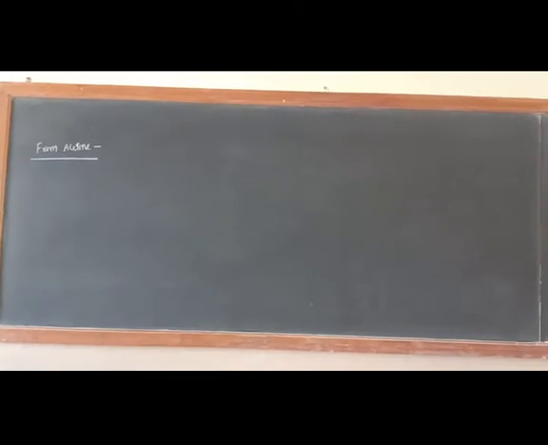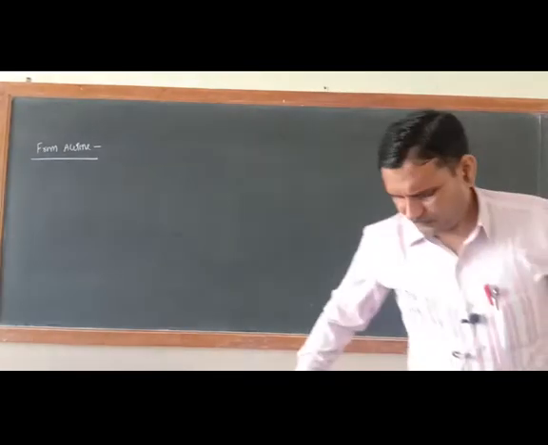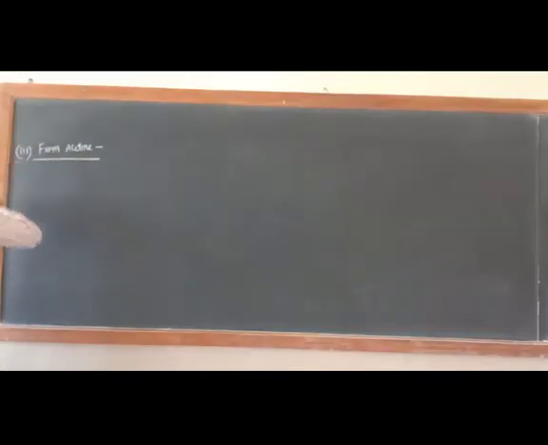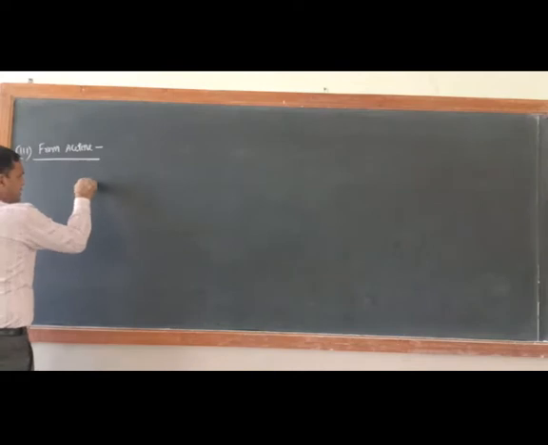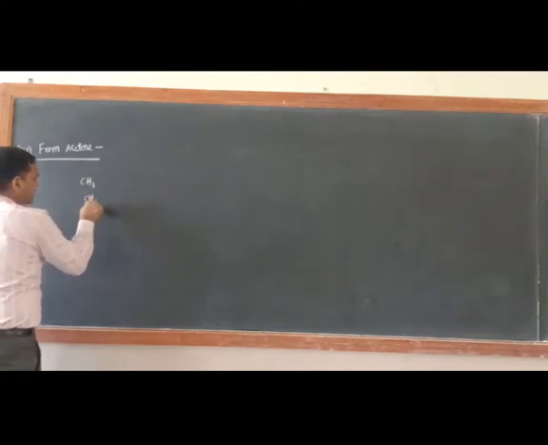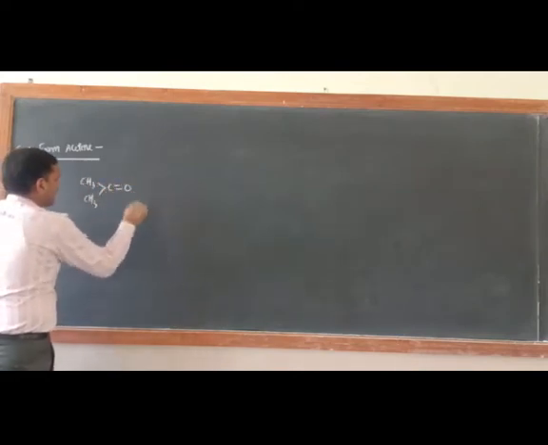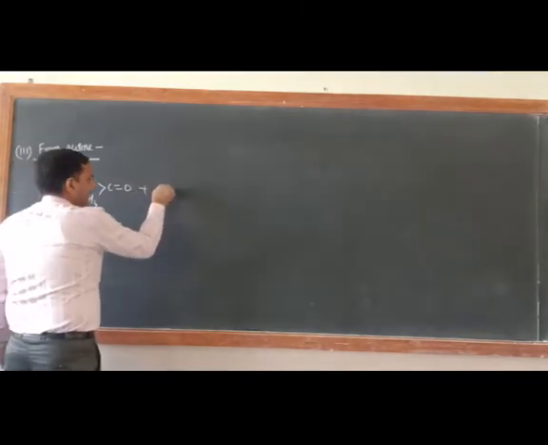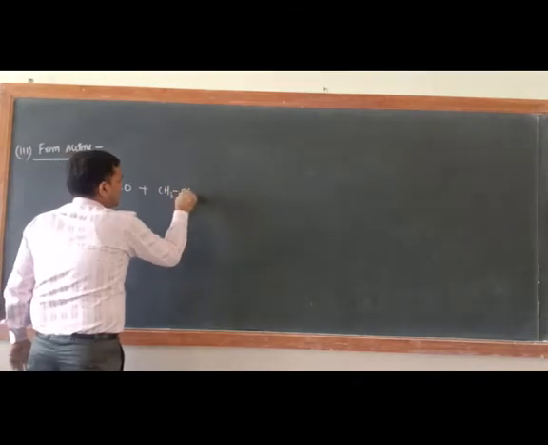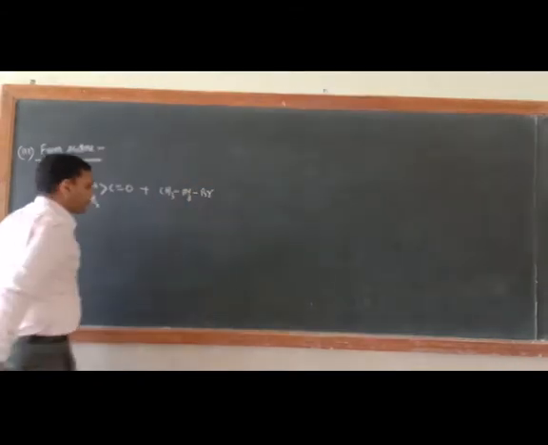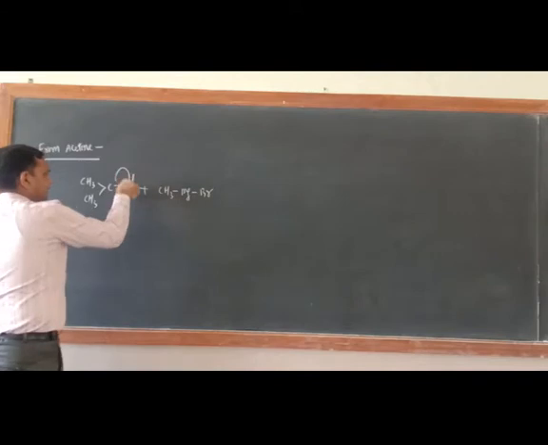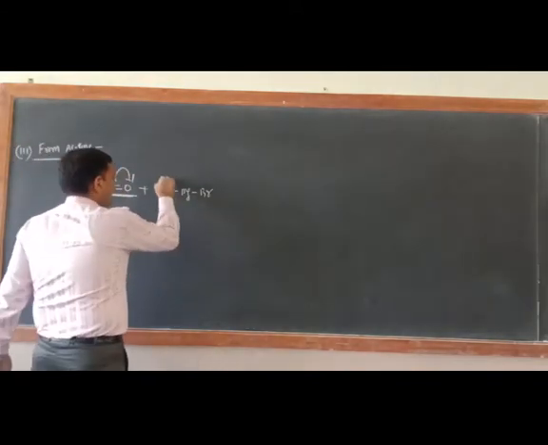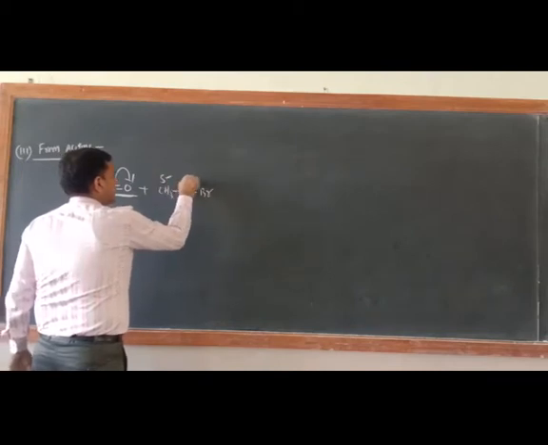Okay, next one, that is the third one, from acetone. Just see, third one from acetone. So take first here CH3, CH3, C double bond O. Just see, here already two alkyl groups are there, and another one will come from CH3MgBr. Okay, so just see, shift here. Now this is the site of action.